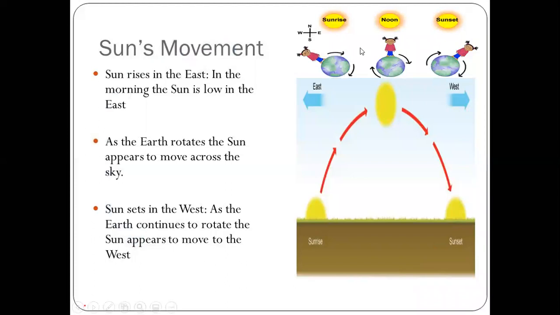Here, add the picture on the right. Add the sunrise like this. The noon, the sun will be above your head. And the sunset will be again on the opposite side. Sun's movement: the sun rises in the east in the morning. The sun is low in the east. As the earth rotates, the sun appears to move across the sky. The sun sets in the west as the earth continues to rotate.